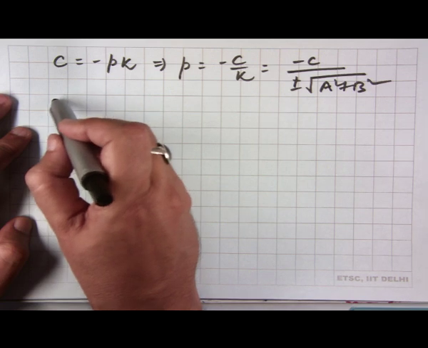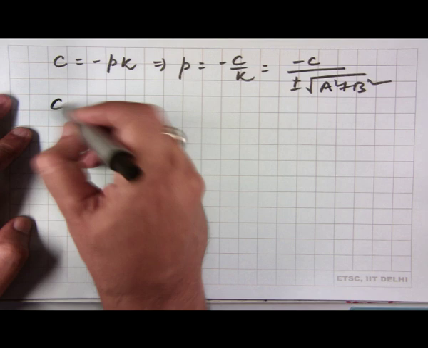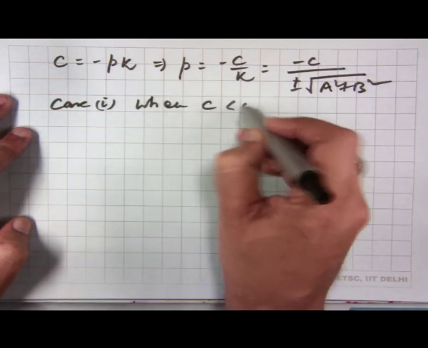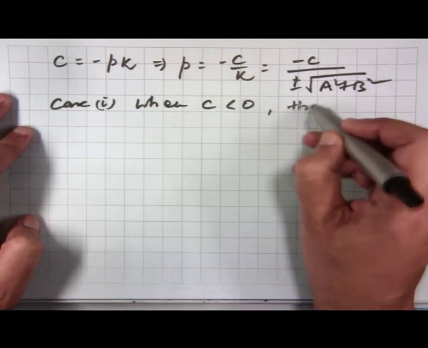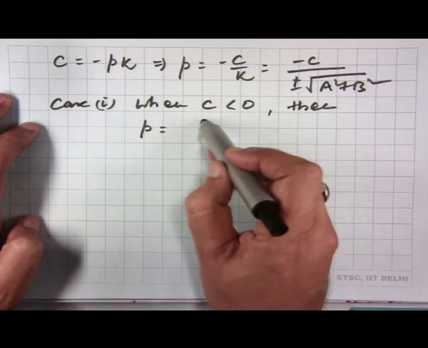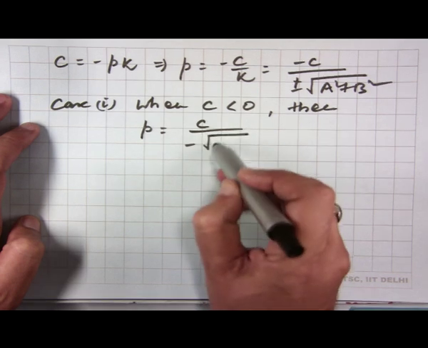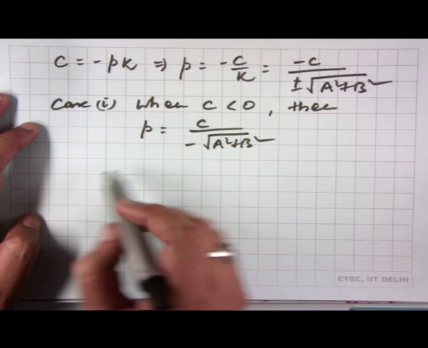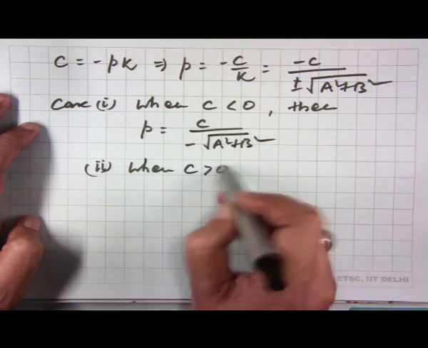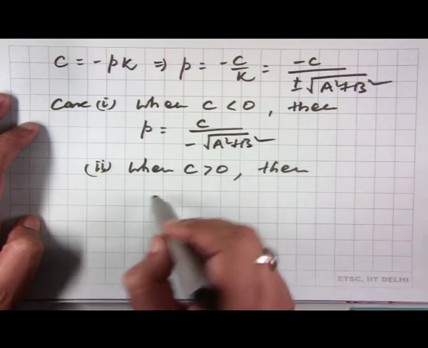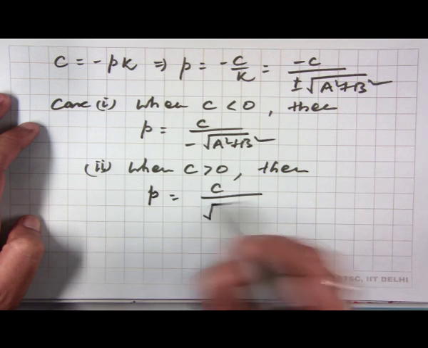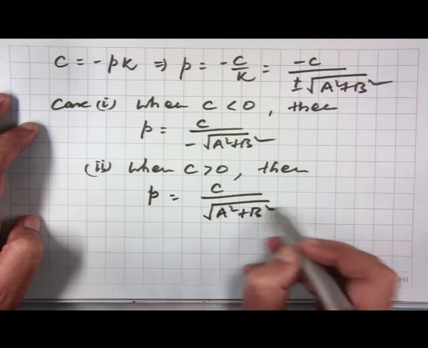So we have two cases. Case 1, when c is less than 0, then p is equal to c by minus root under a square plus b square. And second, when c is greater than 0, then p is equal to c by square root a square plus b square, but this is positive.